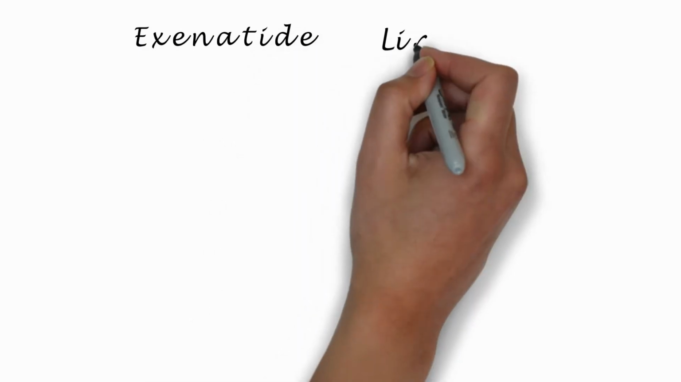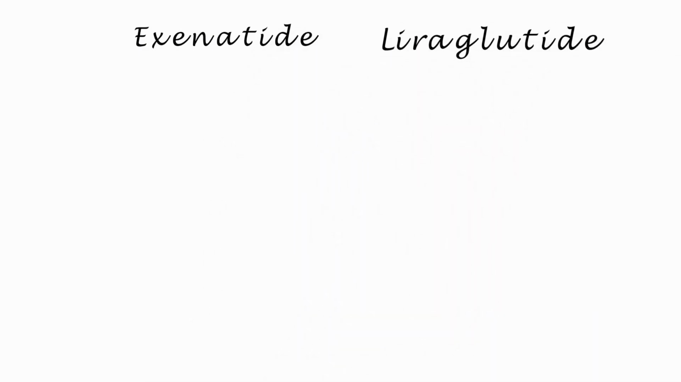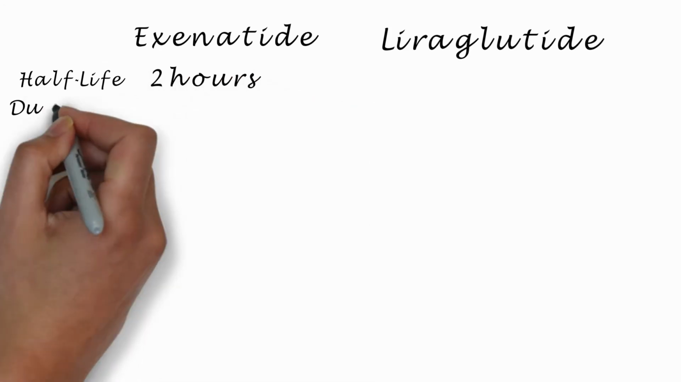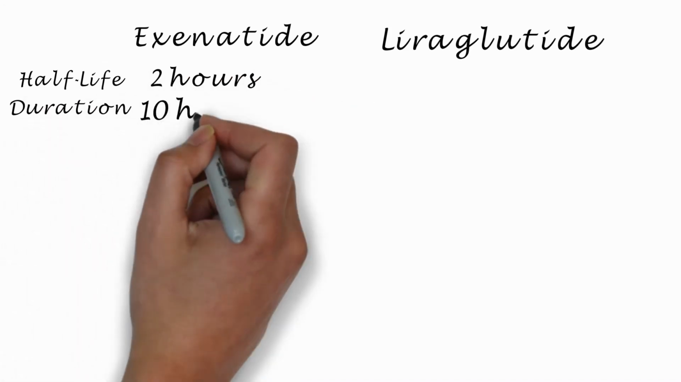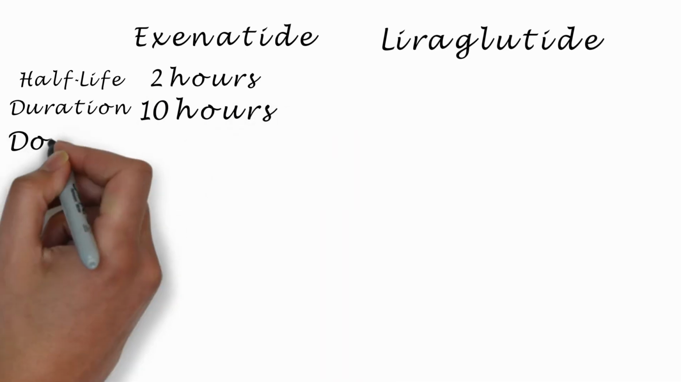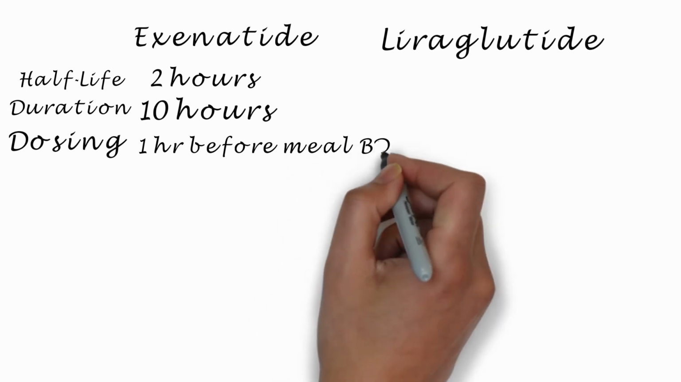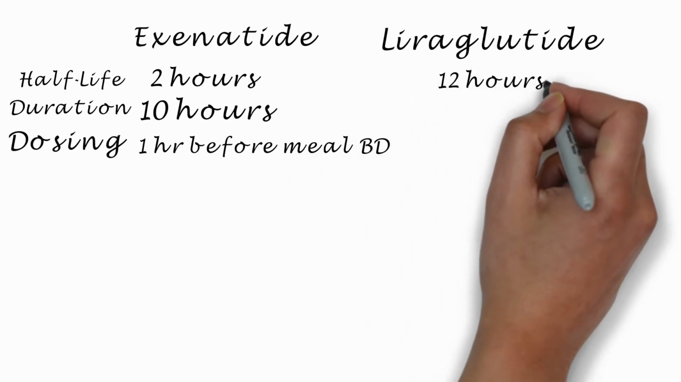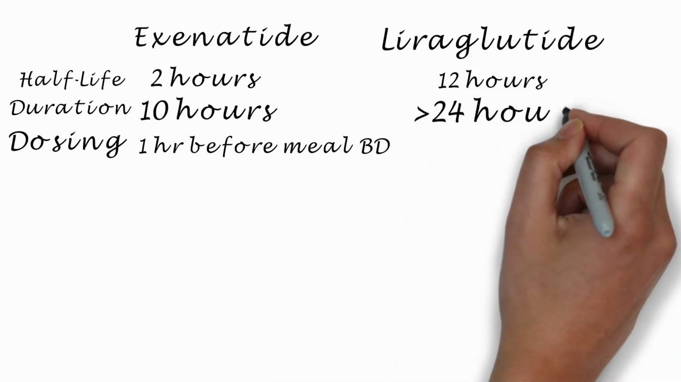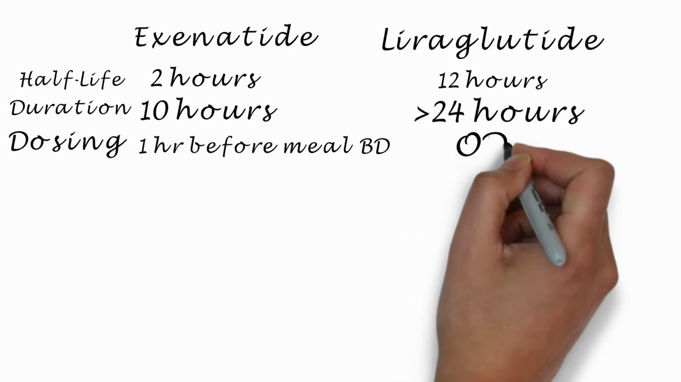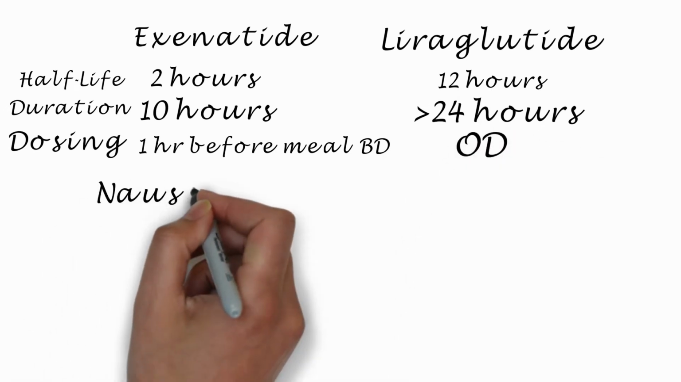Exenatide and liraglutide are two GLP-1 receptor agonists currently in use. Exenatide has a half-life of 2 hours, acts for around 10 hours, and is given subcutaneously 1 hour before meals twice daily. Whereas liraglutide has a half-life of around 10 hours and works for around 24 hours, so it is suitable for once daily dosing. Both of these drugs are injected subcutaneously.